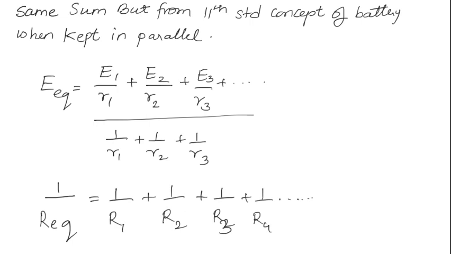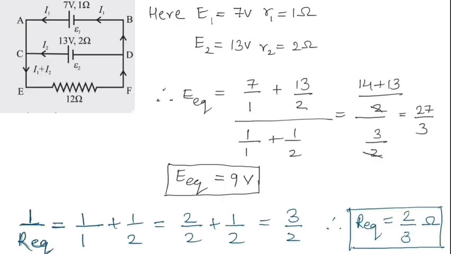If it is series, it will be different; if it is connected in parallel, look, it is also written: same sum but from 11th standard concept of battery when kept in parallel. So it will be nothing but E1 by R1 plus E2 by R2 plus dash dash dash, as many batteries as there are, we keep adding that many terms. Suppose there are 2 batteries, then E1 upon R1 plus E2 upon R2. I do not need the rest because I have only 2 batteries. So upon 1 upon R1 plus 1 upon R2. So the equivalent resistance, this equivalent resistance is the internal resistance, that is 1 by R1 plus 1 by R2 plus 1 by R3. Okay, so here the same thing is given.